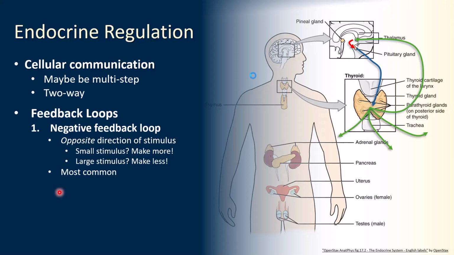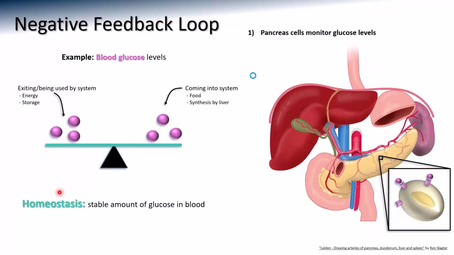So we're going to start off talking about a negative feedback loop, which is what I've just described here. A negative feedback loop is characterized by the effect of it happening in the opposite direction of the stimulus. That's a little confusing. So let's say if there is a small stimulus, so there's a very small amount of something in the body, the reaction is to make more of that thing. If there is a large stimulus, so say we've got a lot of hormone floating around in the body, the reaction then is to make less of that. This is the most common type of regulatory loop that we see in the body.